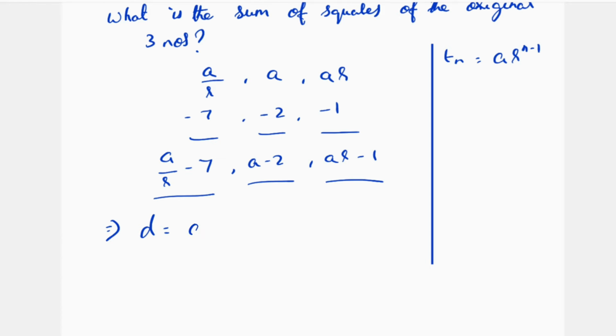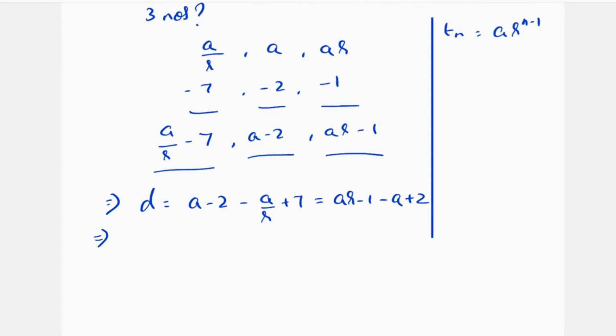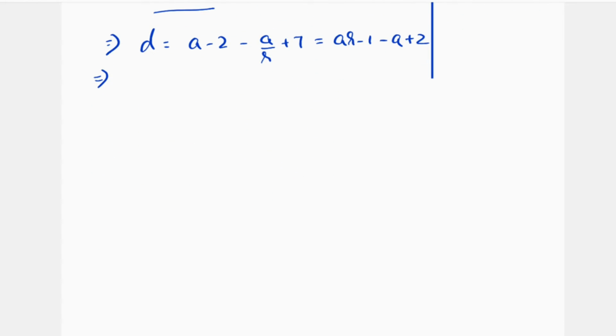D is equal to a minus 2 minus of a by r minus 7, where minus of minus 7 becomes plus 7, which is again equal to ar minus 1, which is the third term, minus the second term a, and minus of minus 2 is plus 2. So we have these values here. Now I simply have to simplify this equation. So a minus a by r plus 7 minus 2 is plus 5 equals ar minus a plus 2 minus 1 is plus 1.